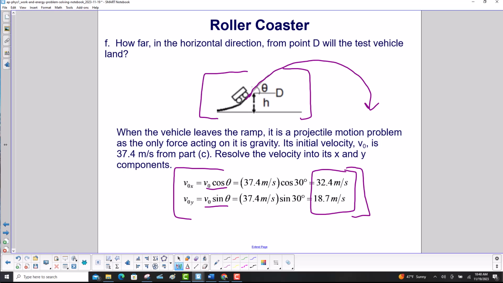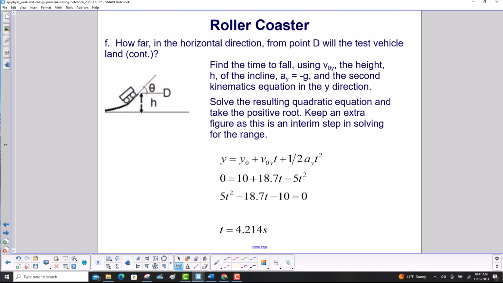Typically, the first thing we do for projectile motion problems is find the time it takes to fall, and that will be in the y direction. So we use v0y, the height, lowercase h of the incline, the acceleration in the y direction is minus g, and the second kinematics equation in the y direction is what we're going to use. Solve the resulting quadratic equation and take the positive root.